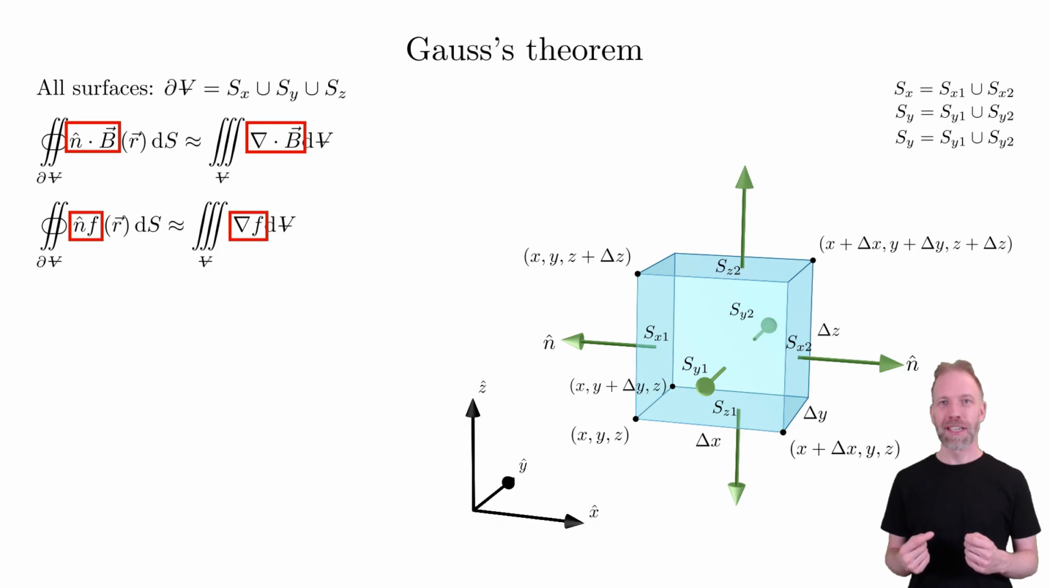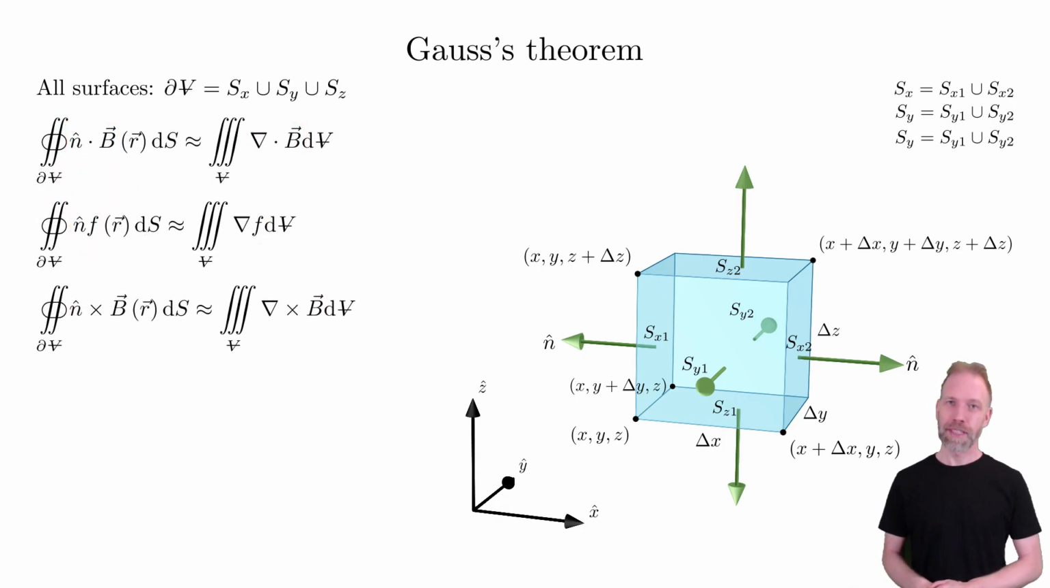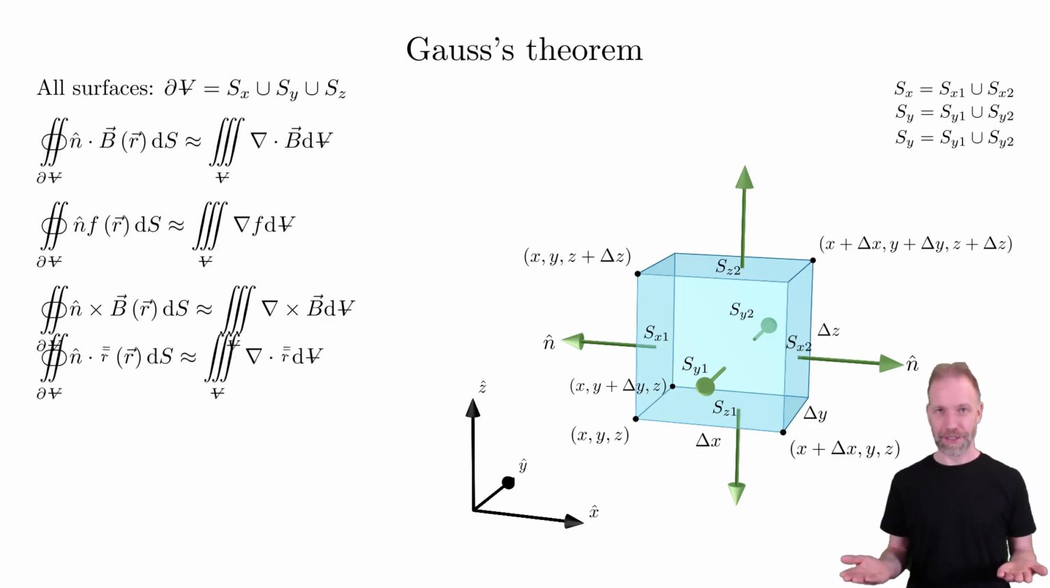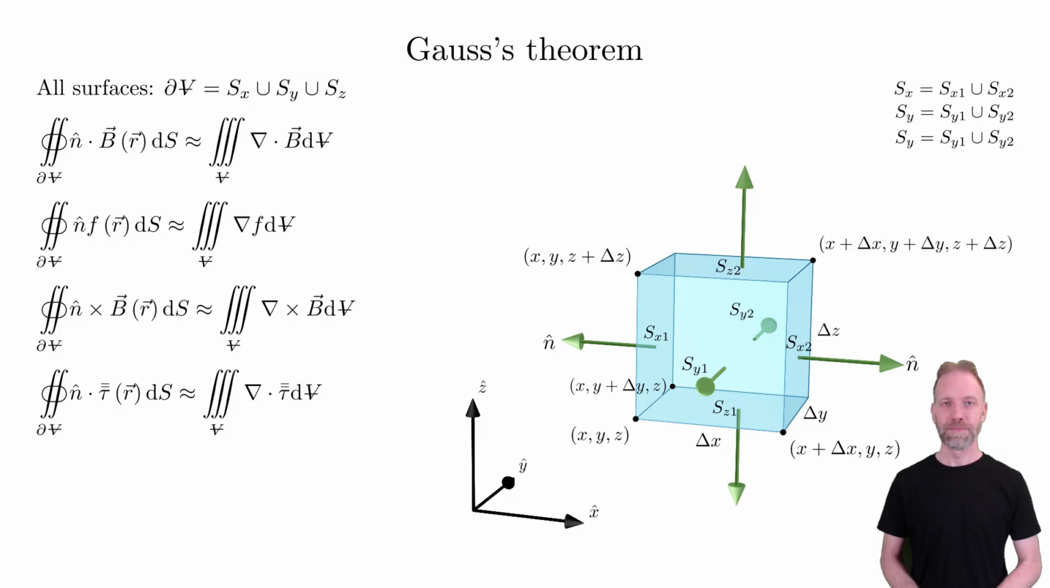This pattern works for more operations as well. While I will skip the proof, we could do it for the cross product. We could also apply the dot product to a tensor of rank 2, which still follows the same pattern. What you should remember is that both the cross product and the tensor operation need to have n hat in front, as they are not commutative. That is why I placed n hat first in the other equations as well. These are 4 different versions of Gauss' theorem.